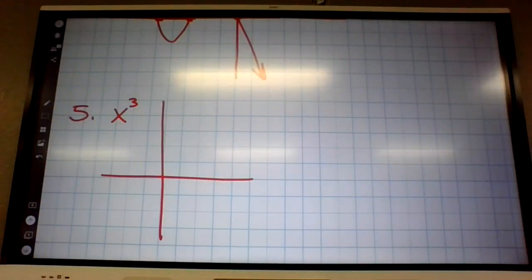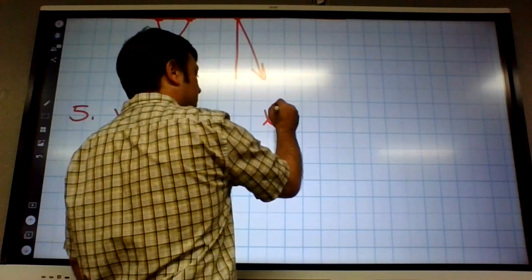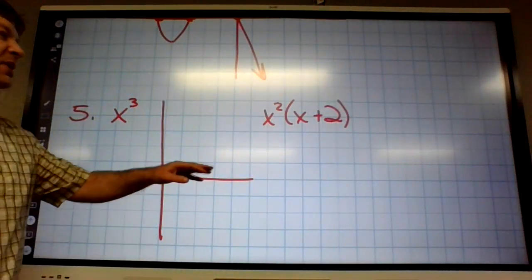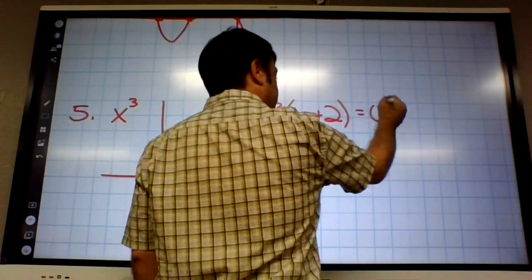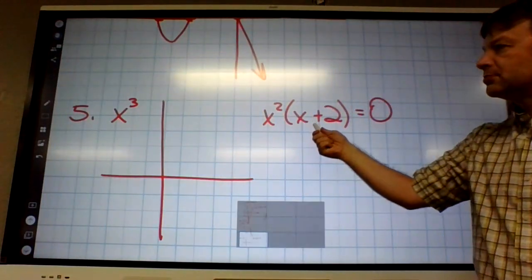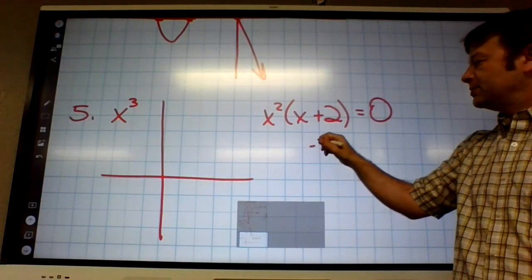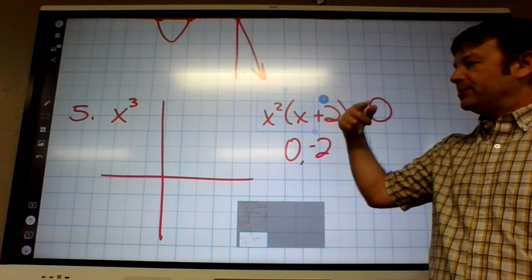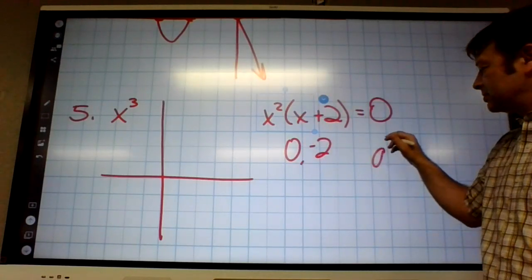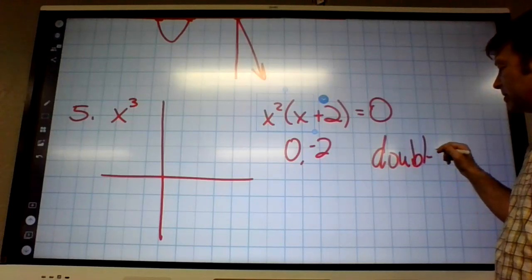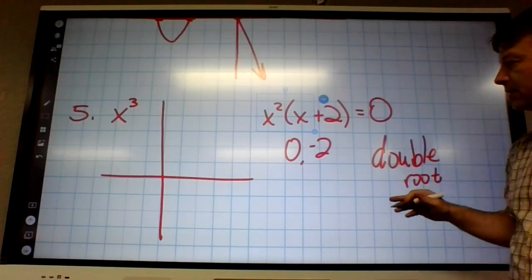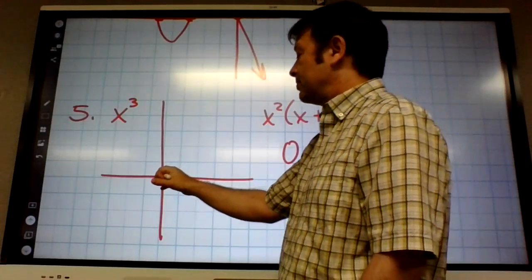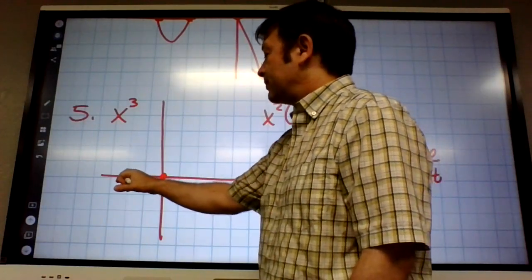Okay, what x values? Now this is another important point. What x values would make this equal 0? -2 and 0. Okay, 0 when it's squared is called a double root. It still hits the x-axis at 0, but it does something different.